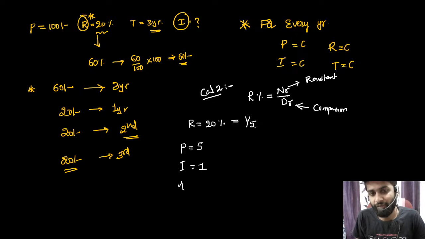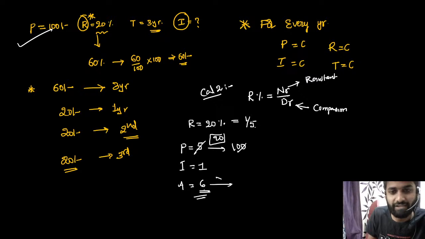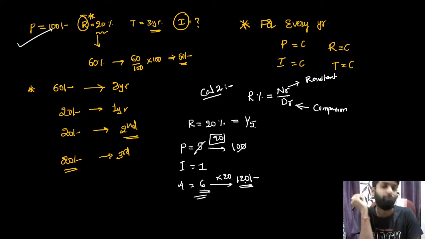For example, sometimes we need to calculate the amount. Amount can be calculated as principal plus interest. So amount becomes 6 units. Now you can compare with the original. For this question, if 5 units become 100, each unit is equal to 20. If you want the amount, how many units guys? 6 units. So 6 into 20, the value becomes 120. So in this way you just compare without taking any formula.